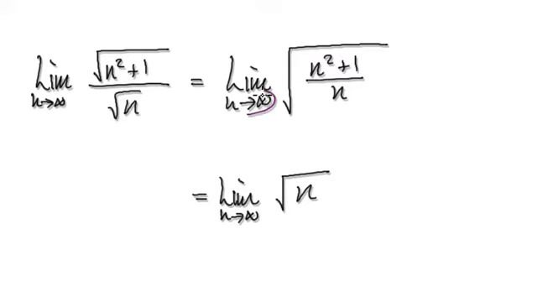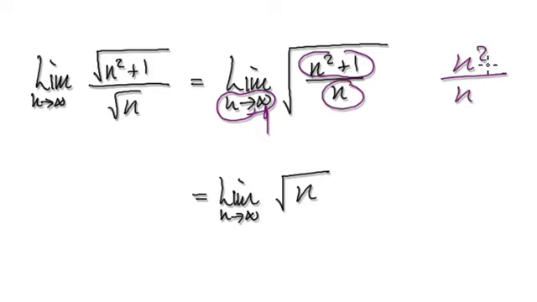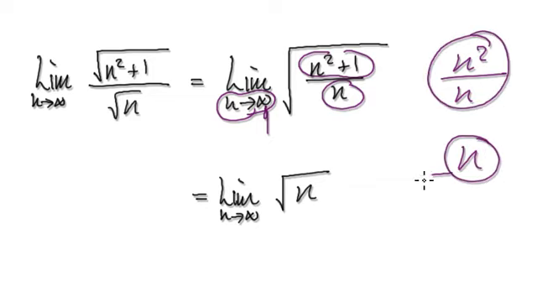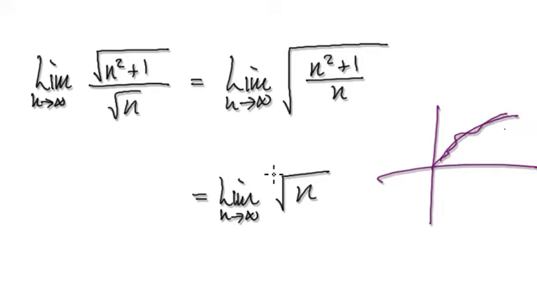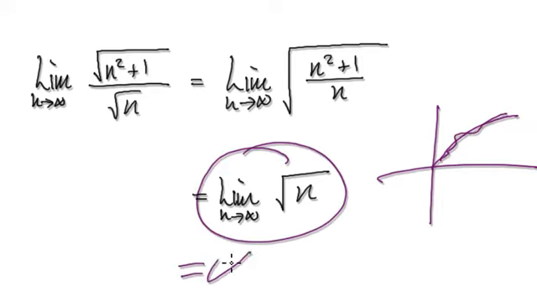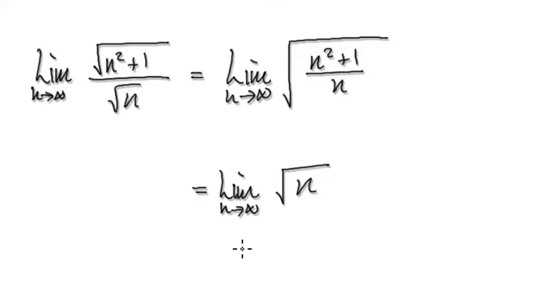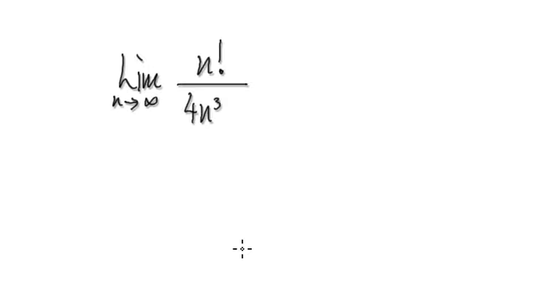So now as n tends to infinity, this thing here we can imagine as being n squared. This thing here is going to be n. So as n tends to infinity, we can consider this as being n. So it's going to be root n. Square root of n keeps on climbing. So therefore, the limit here is infinity. Okay, it diverges.